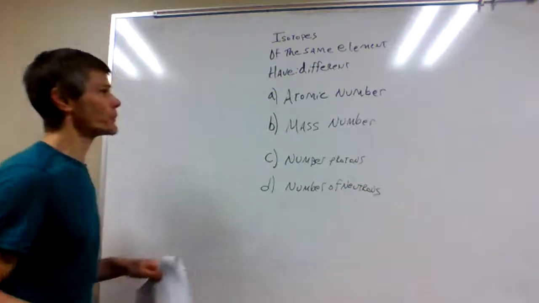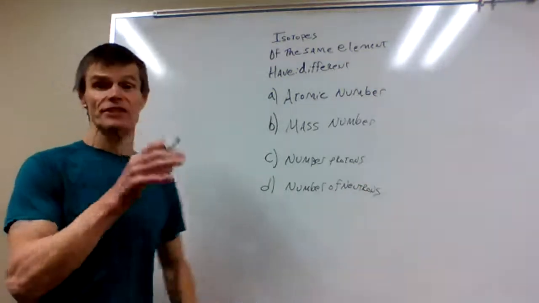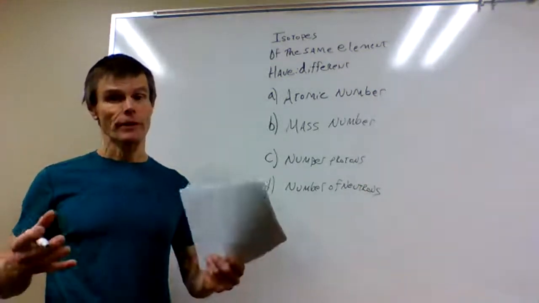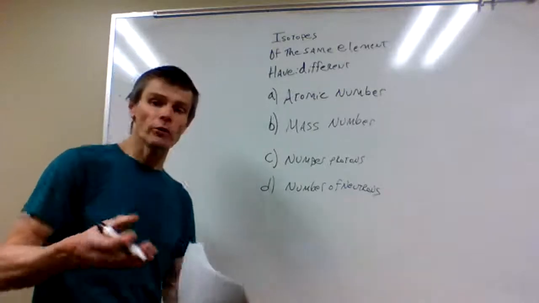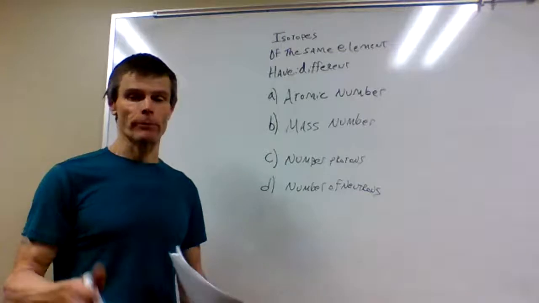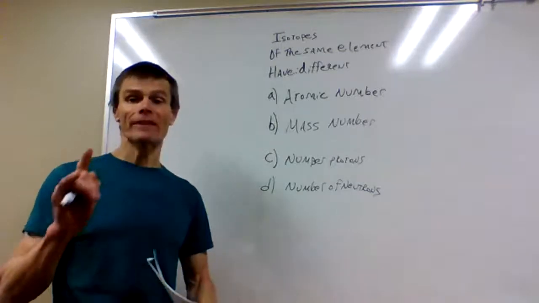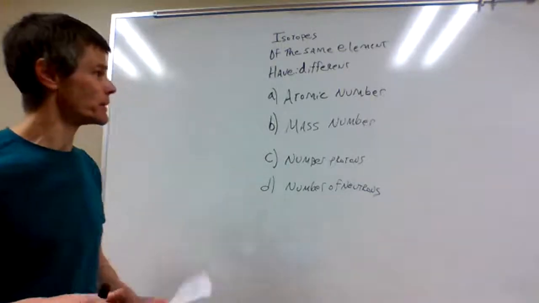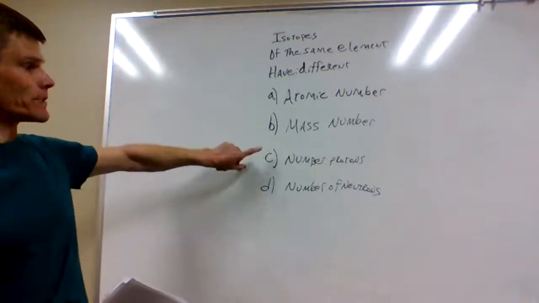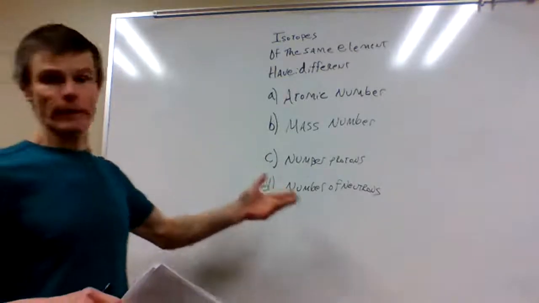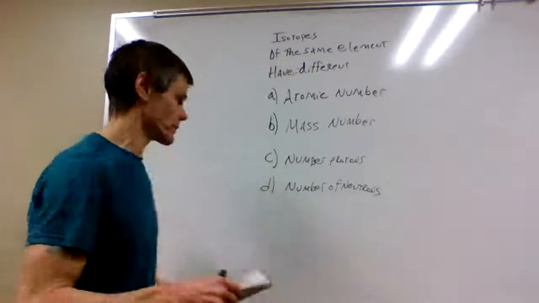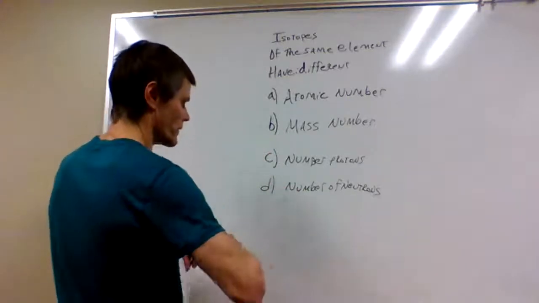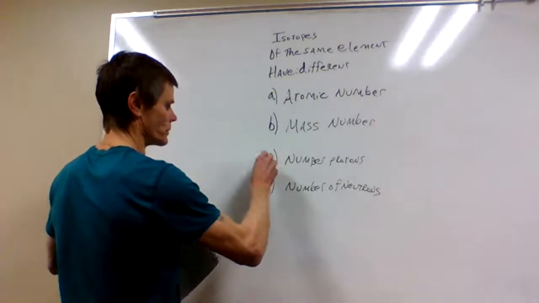So let's think about this question. Isotopes of the same element. So these are going to be atoms that are derived from the same element. What do we know about atoms of the same element? Well, first of all, they're going to have the same number of protons. So this letter C, do they have different numbers of protons? No. They're derived from the same element. So this letter C cannot be true.